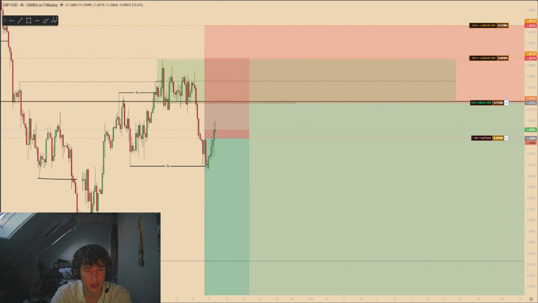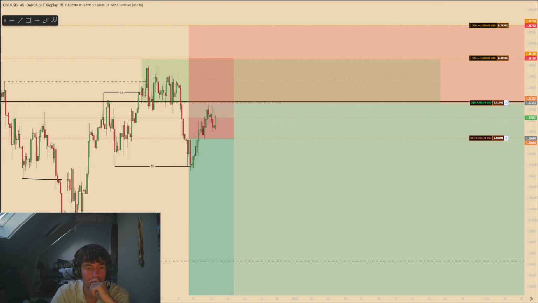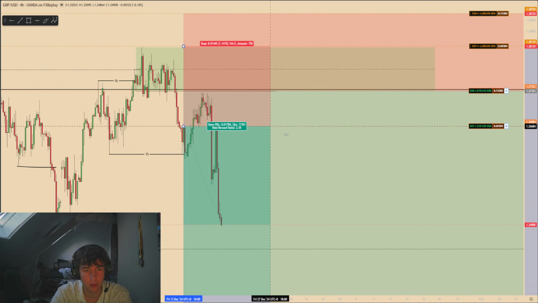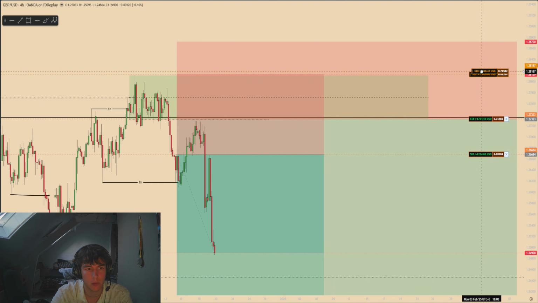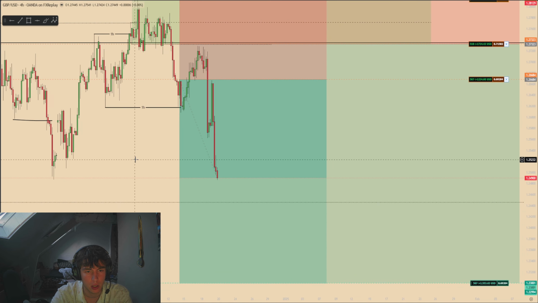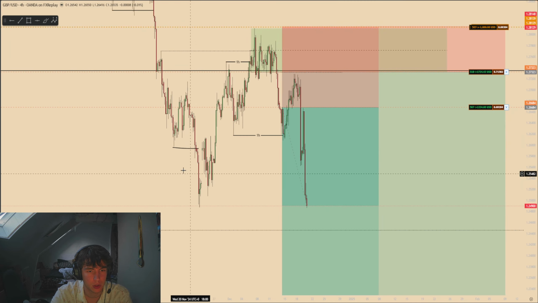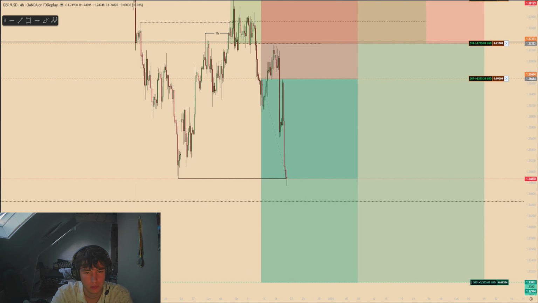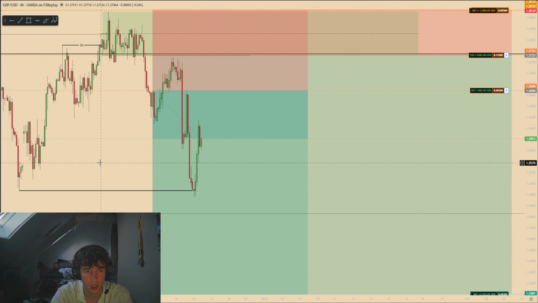Let's see what price does now. Okay, we get the entry. We get an immediate dump towards the downside. So now I'm going to be putting my stop loss at this high, reducing my risk. So now we have again a 4-hour change of character. Break of structure, I'm sorry.